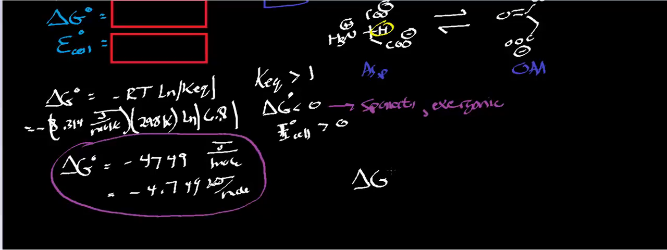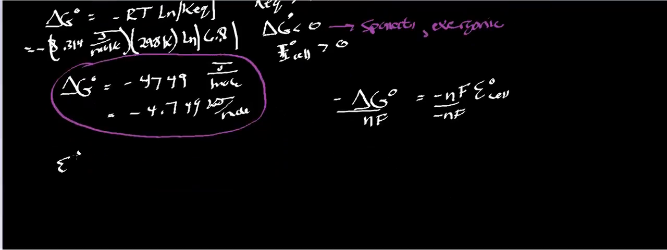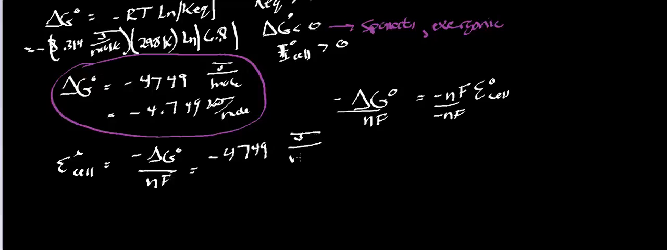All right, the only other thing we want to do is calculate the cell potential, and to do that, we're going to use the condensed form of the Nernst equation. Delta G standard is equal to -NF E standard cell potential. I want to calculate the cell potential, so let me divide through both sides by -NF. What I get is that the standard cell potential is equal to negative delta G standard divided by NF. What was delta G standard? We just found that to be -4749 joules per mole. We're going to divide that by NF.